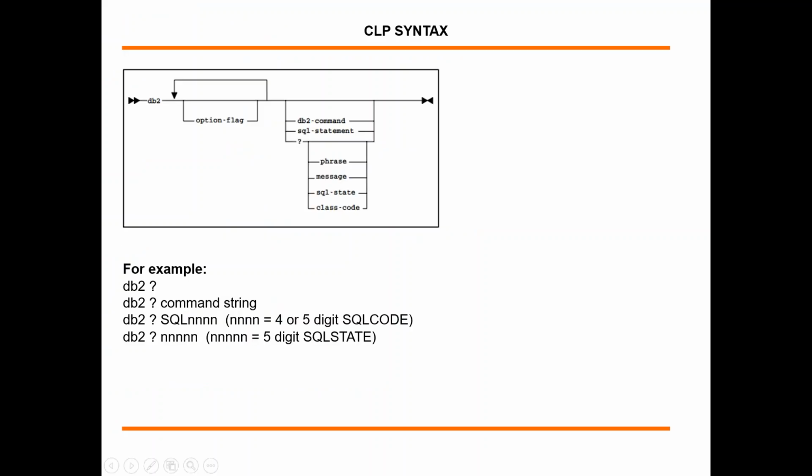That's exactly one of the options I'm talking about: db2 question mark, followed by a specific phrase like create tablespace, or a message, or a SQL state, or a class code. Whatever information you pass after the question mark, it tries to search all the documentation and gives you the information. Similarly, you have a bunch of options you can use with db2. I will show you how to execute a SQL file using the db2 command.